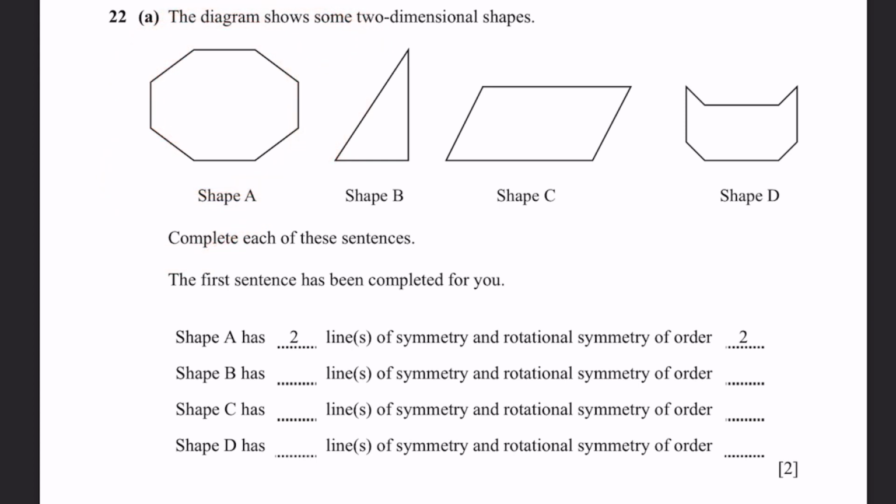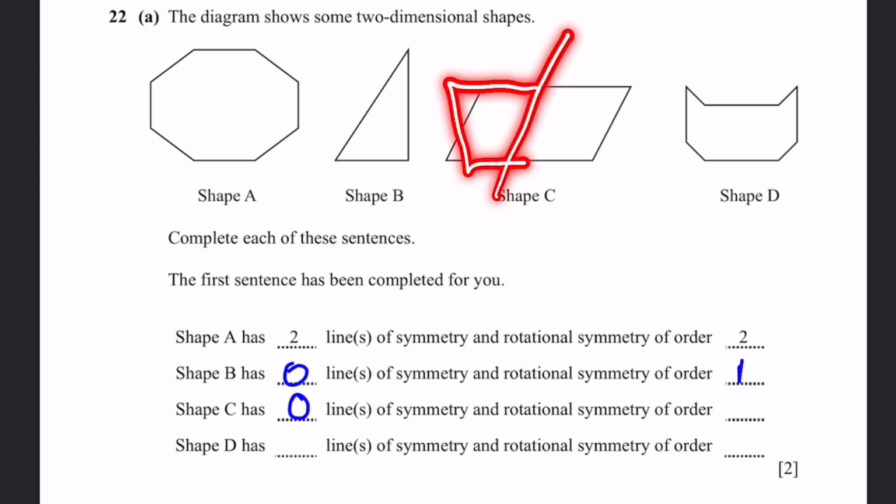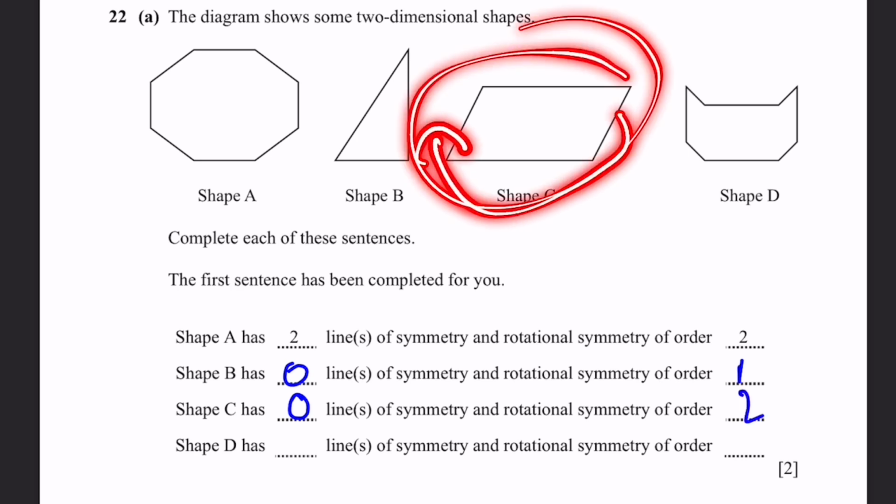Shape B has dash lines of symmetry and rotational symmetry of order dash. In reality, this has 0 lines of symmetry and rotational symmetry of order 1, because one full rotation will bring it back. Shape C has dash lines of symmetry and rotational symmetry of order dash. This also has 0 lines of symmetry. It looks like this is a line of symmetry, but it is not, because it makes it look like this, which is not symmetrical. And it has rotational symmetry of order 2, because rotated 180 degrees, it becomes the same thing.